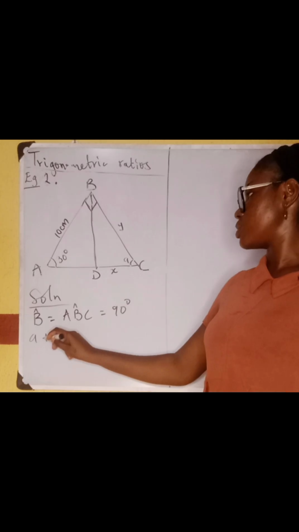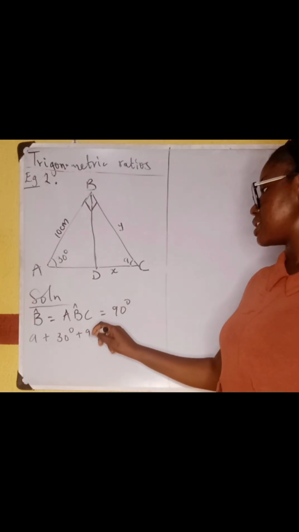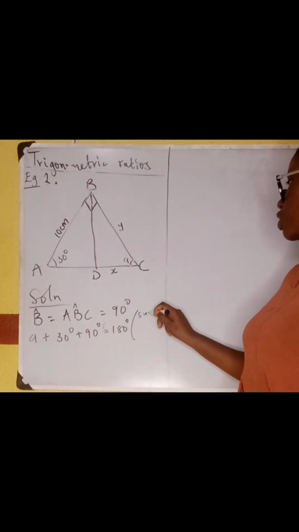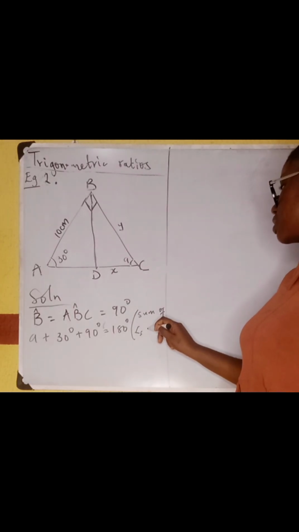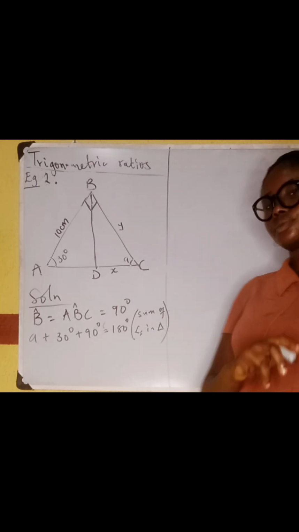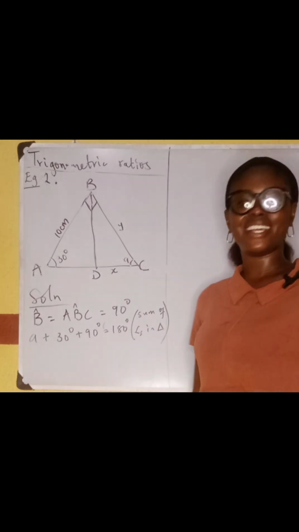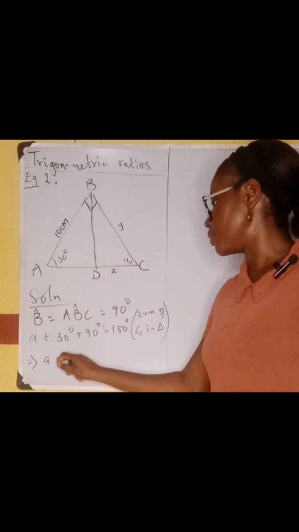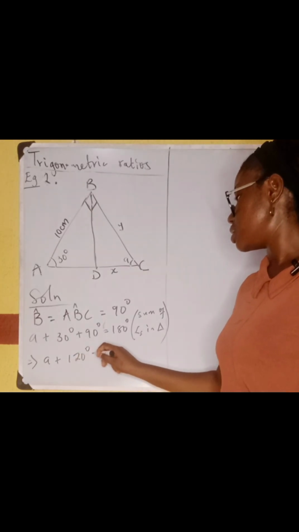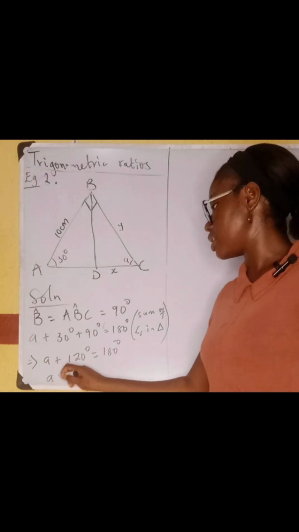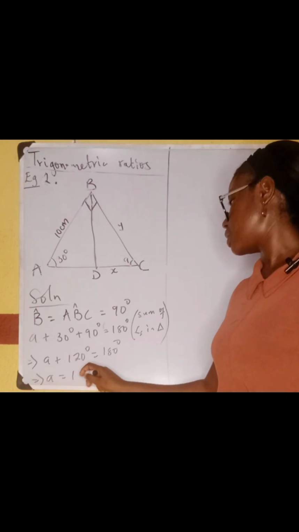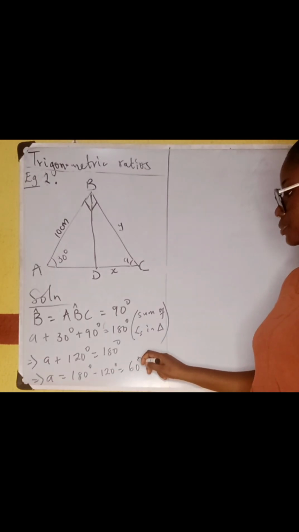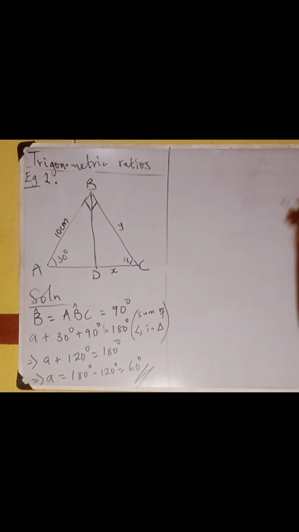So we'll now say A plus 30 degrees plus 90 is equal to 180, using the sum of angles in a triangle. Don't mind what I wrote there; you can decide to write it in words. So this gives me A plus 120 is equal to 180. So A is equal to 180 minus 120. So A is 60. So we have gotten A is 60.